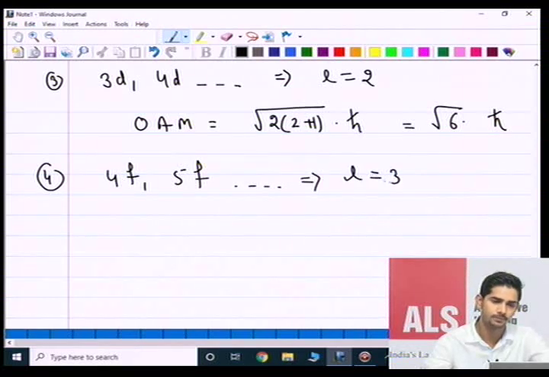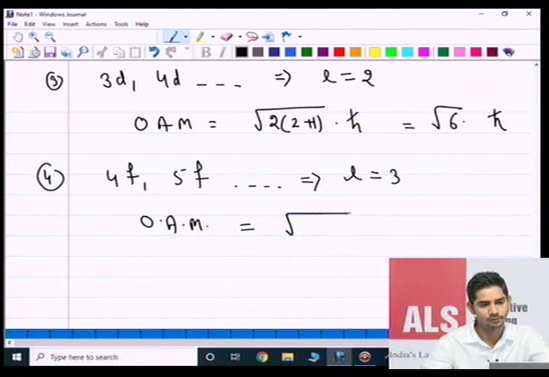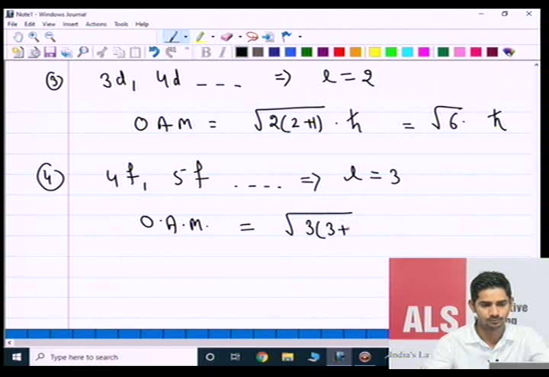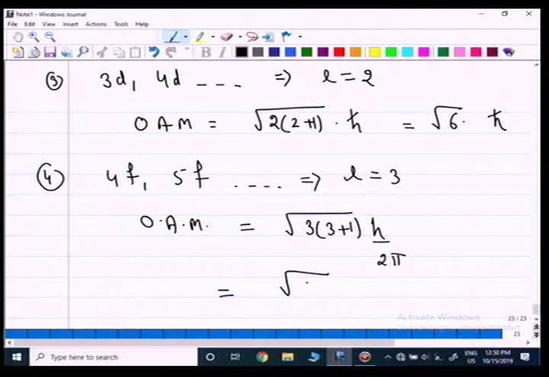L will be 3. Orbital angular momentum will be under the root 3 into 3 plus 1, h upon 2 pi. On solving, 4 3s are 12, so we can take 2 out of the root, h upon 2 pi. On further solving, it will be root 3 h upon pi.